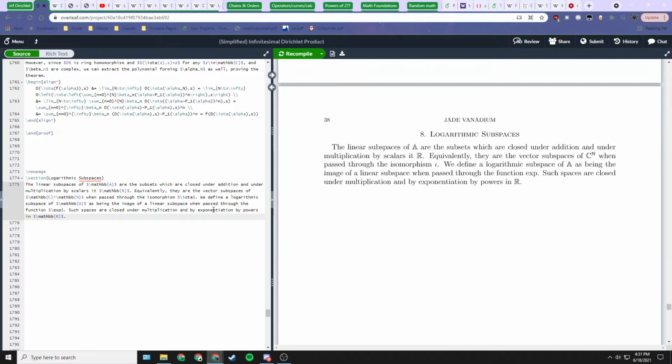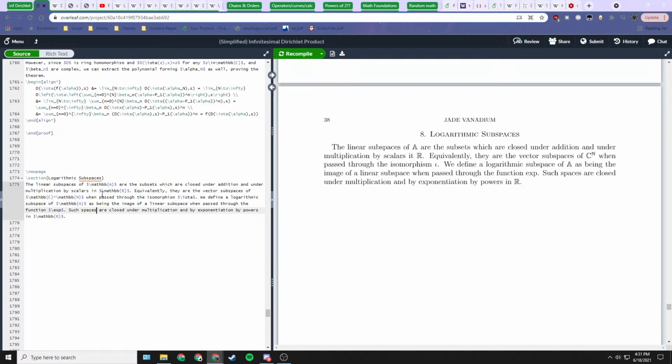So this is probably what we'll get to next time. It's a very interesting concept to me, at least. This concept by scalars, oh yeah, you're right. Okay, thank you.